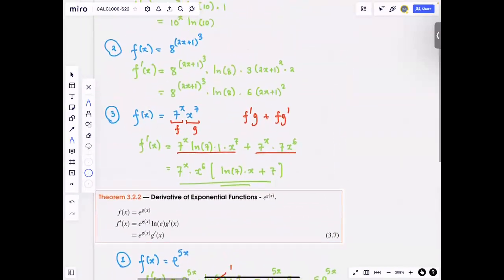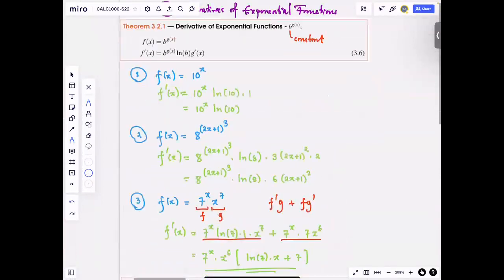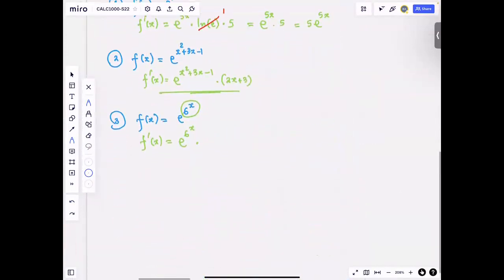And this is the first property that we talked about here. Whenever you have a constant to the power of some x's, you're going to have to use that rule. So in this situation, this is going to become 6 to the power of x times ln of the base, and then times the derivative of the exponent, which is equal to 1. And that will be the derivative of that. Perfect.